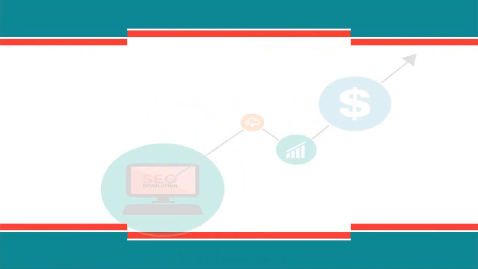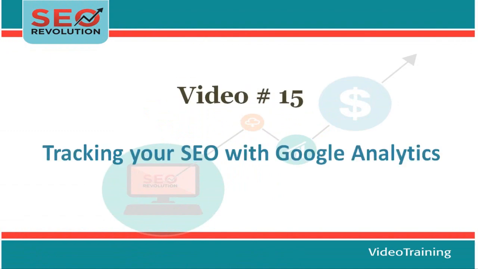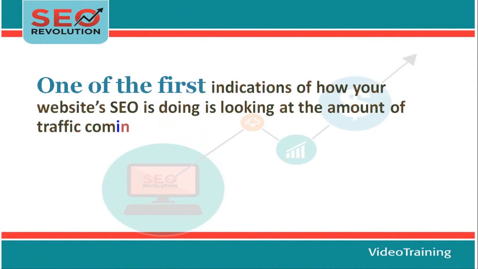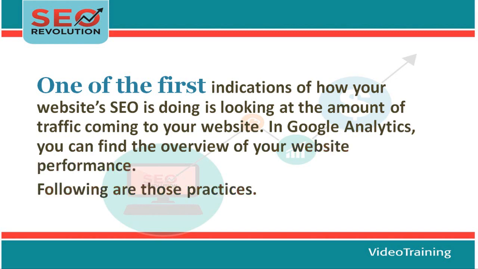SEO Revolution, video number 15, tracking your SEO with Google Analytics. One of the first indications of how your website's SEO is doing is looking at the amount of traffic coming to your website. In Google Analytics, you can find the overview of your website's performance.